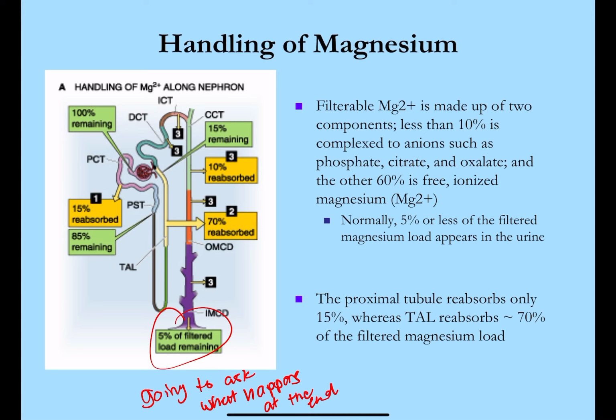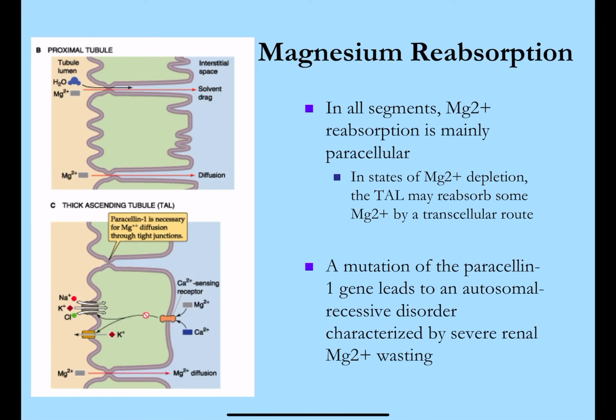Anyhow, one thing I want to mention here is the pathophysiology. What happens in the TAL portion, look at this please, is the paracellular passage in between the cells. For magnesium reabsorption, we need this thing called paracellin. Paracellin is a molecule that allows the passage of magnesium from the lumen side towards the basolateral surface. But there's a mutation in the paracellin 1 gene, and it creates an autosomal recessive disorder.